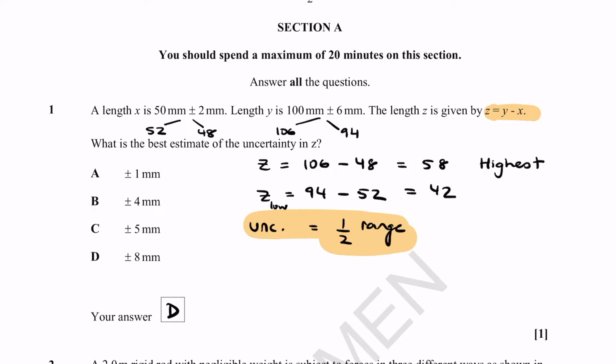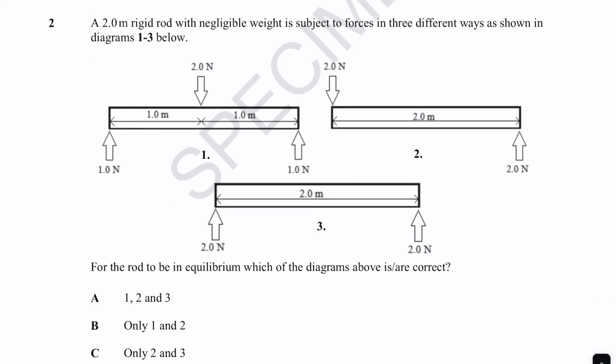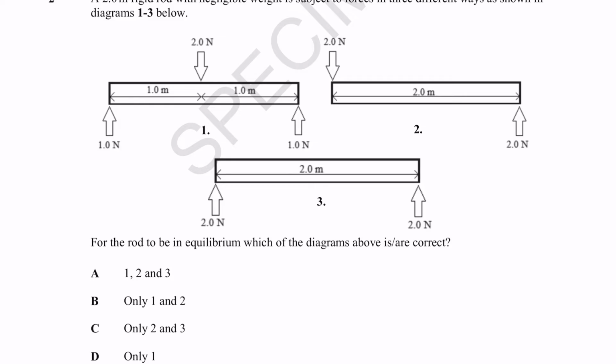Now for question number 2, we are given that a 2 meter rigid rod with negligible weight is subjected to forces in 3 different ways as shown in diagrams 1, 2 and 3. For the rod to be in equilibrium, which of the diagrams above is or are correct? For the first one, the two forces acting on either end will balance out the force acting over here in the center, 2 newtons. So number 1, the rod will stay in equilibrium, it won't move, and so number 1 is correct.